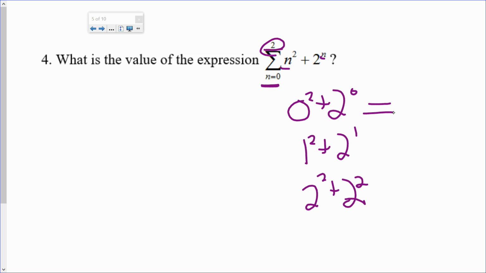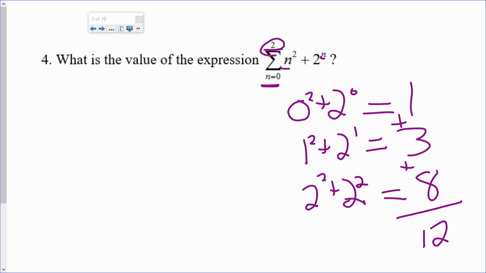0 squared is 0. 2 to the 0 is 1. 0 plus 1 is 1. And again, you can use the calculator if you need to. 1 squared is 1. Plus 2 to the first is 2. 1 plus 2 is 3. 2 squared is 4. Plus 2 squared is 4. 4 plus 4 is 8. I add them together. My answer is 12.